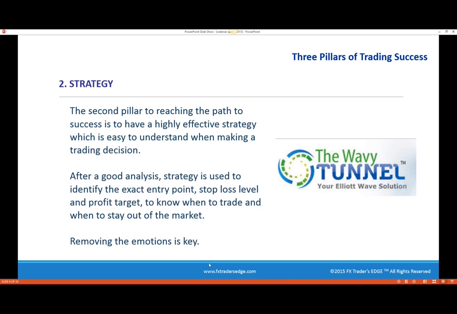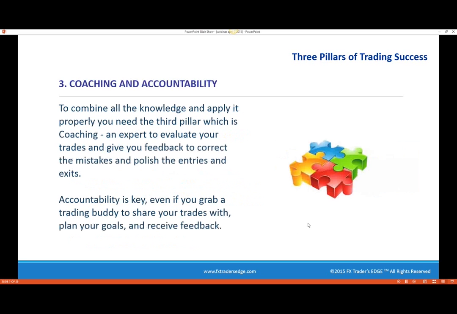So that's the strategy. And our system uses the Elliott wave analysis with the wavy tunnel. And the wavy tunnel is our strategy. It's just a bunch of moving averages, and it lets us know what the market cycles are. It lets us count the waves without really being a consummate Elliott wave counter.